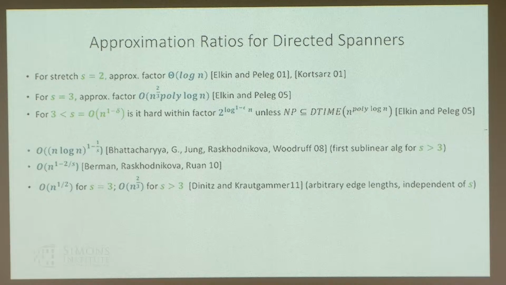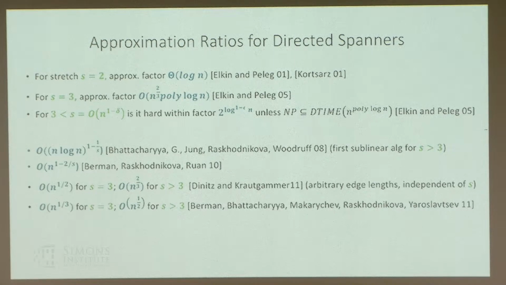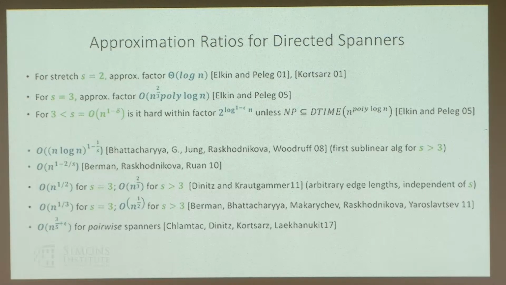A breakthrough came through the work of Dinitz and Krauthgamer, where they looked at more general things like arbitrary length edges, and the approximation ratio does not depend on s. And the best known so far are the bounds in this paper, where for s equals 3, it's n to the 1/3, and for s equals 2, it's a square root of n approximation ratio. And there is also this pairwise variant where the bound is a little bit worse. So it's n to the 3/5 plus epsilon. And this is kind of the approximation ratio that we're going to compare our algorithms with.